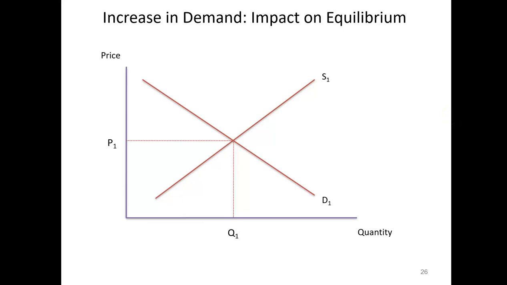So something happens to increase demand. Well, remember, an increase in demand is a shift to the right. At any given price level, people can afford to buy more. So that old equilibrium was happening here at this price level P1, quantity 1.